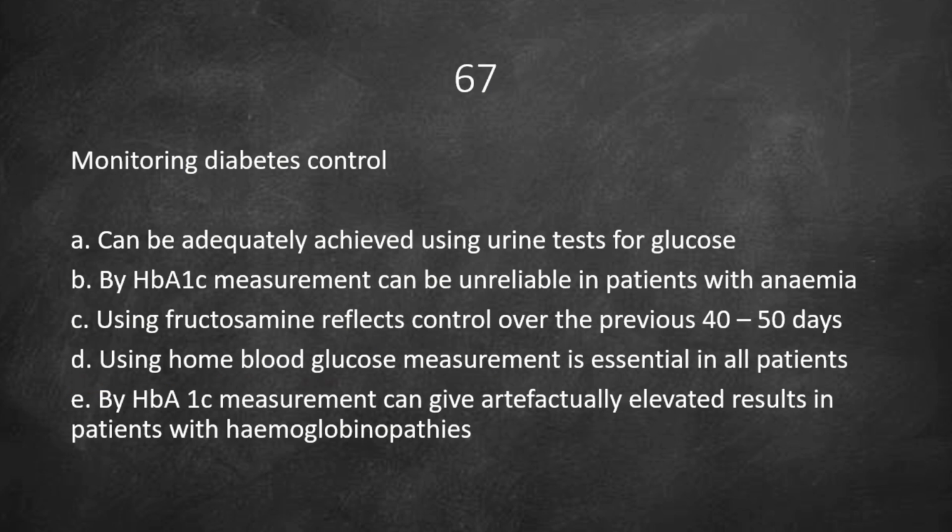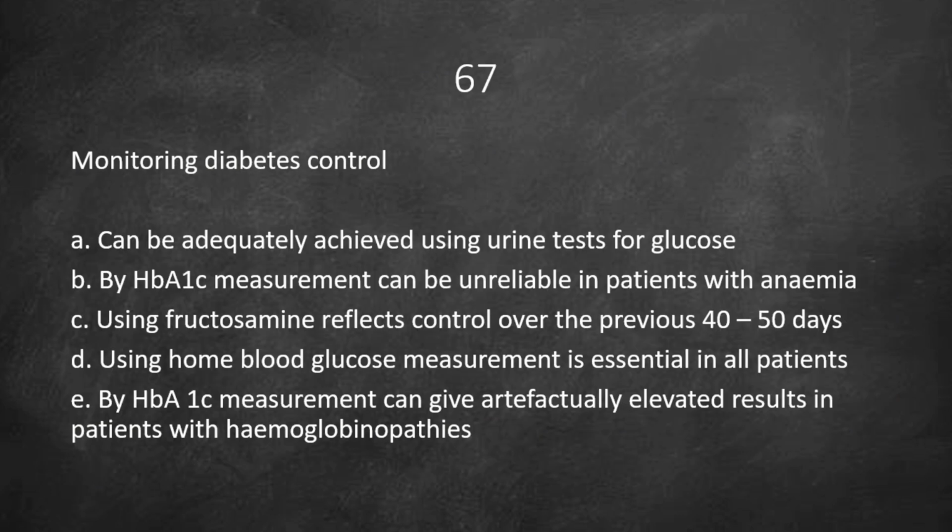67. It says: monitoring diabetes control. A, can be adequately achieved using urine test for glucose. B, by HbA1c measurement can be unreliable in patients with anemia. C, using fructosamine reflects control over the previous 40 to 50 days. D, using home-based glucose measurements is essential in all patients. E, by HbA1c measurement can give artificially elevated results in patients with hemoglobinopathies.